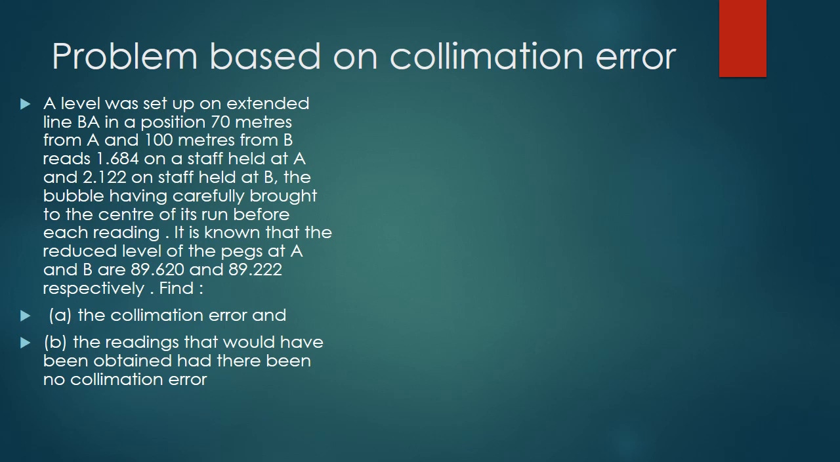Now what we can expect here is there is going to be some collimation error and we have to find out the error for collimation. Then in the next part we are going to find out if there was no collimation error, then what will be our true staff reading or the correct staff reading. Now let us see how we can represent the particular problem in a pictorial way.